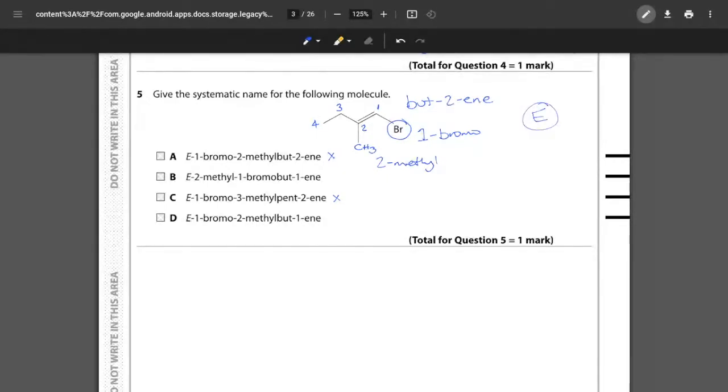answers are E isomers. So we just have to figure out, is it B or D, which are both the 1-bromo and 2-methyl, but we have to remember that they should go in alphabetical order for our chains. Therefore, the bromo comes first, so our answer has to be 1-bromo 2-methyl but-1-ene.